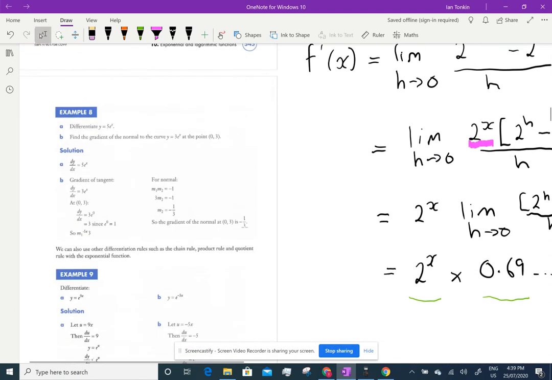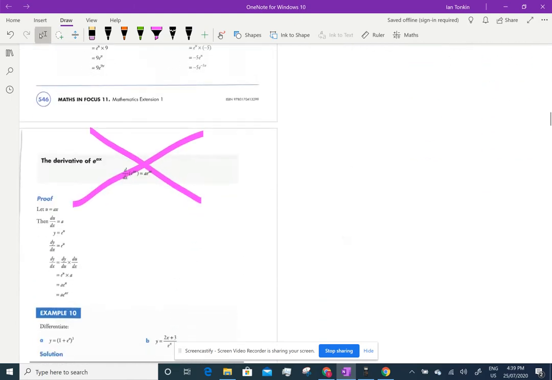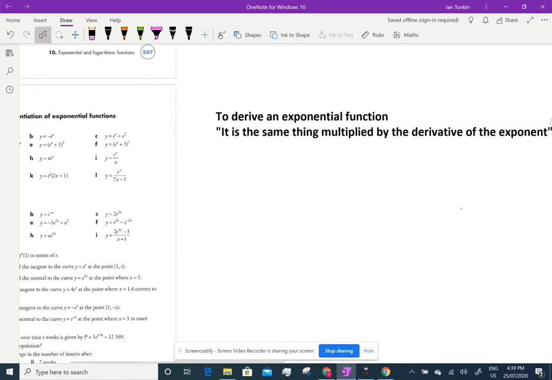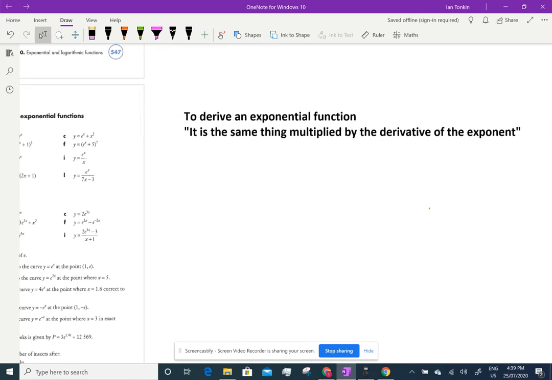Now, don't remember those other two things. Just remember this. To derive any exponential function, it's the same thing multiplied by the derivative of the exponent.